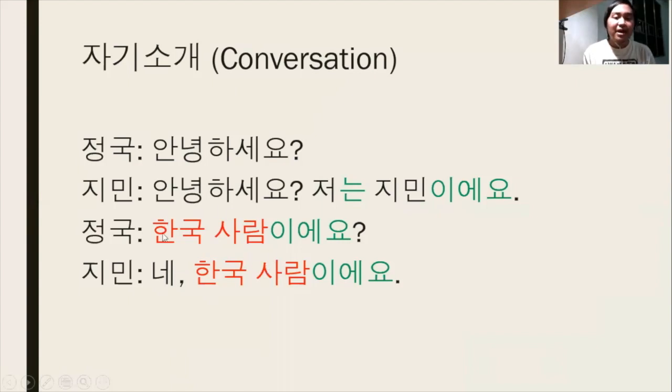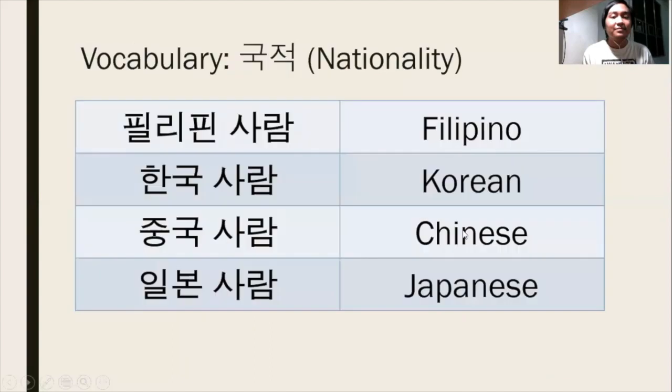The text color in red will be encountered in the vocabulary portion of this lesson, and the text in green will be encountered during the grammar portion of this lesson. So let's proceed to the vocabulary words. These vocabulary words are under 국적 or nationality. Let's read them one by one.